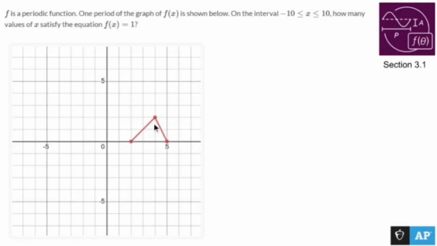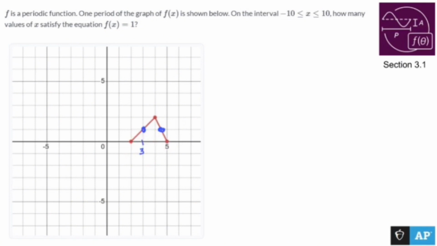So this is how I'm going to handle this. I know that this repeats its behavior every 3 spaces. So what's going to happen is f of x equals 1 exists here and here. And all of these repeat every 3 spaces. So where are we right now? We're at 3 right now for that one.